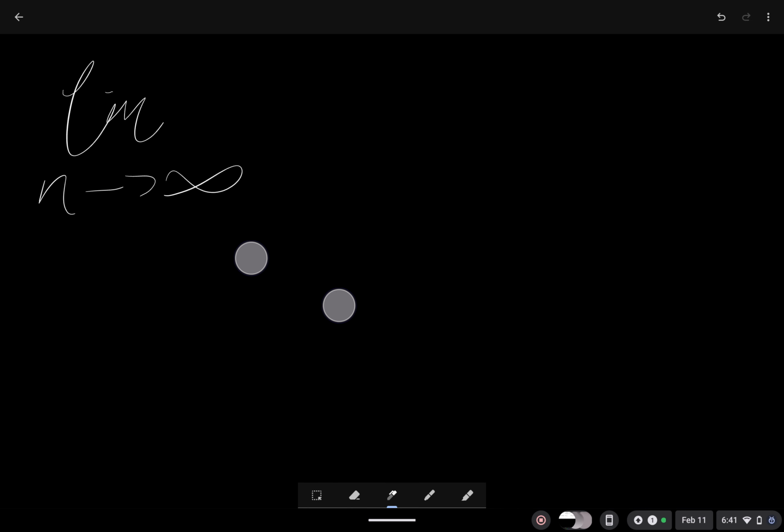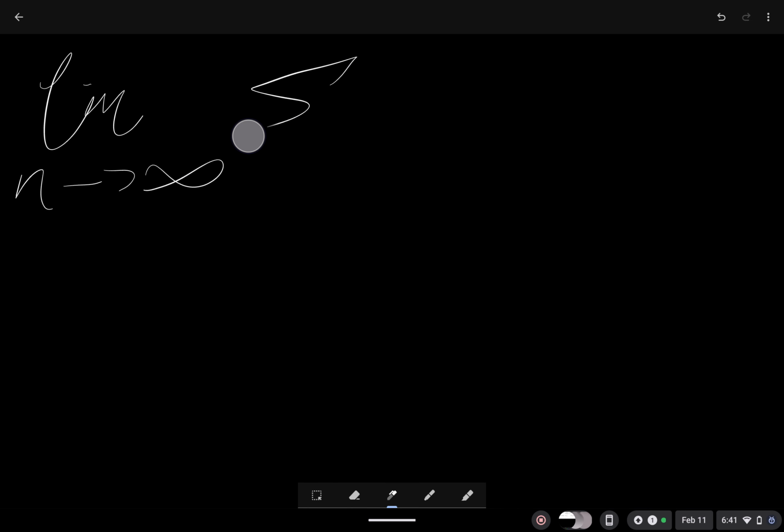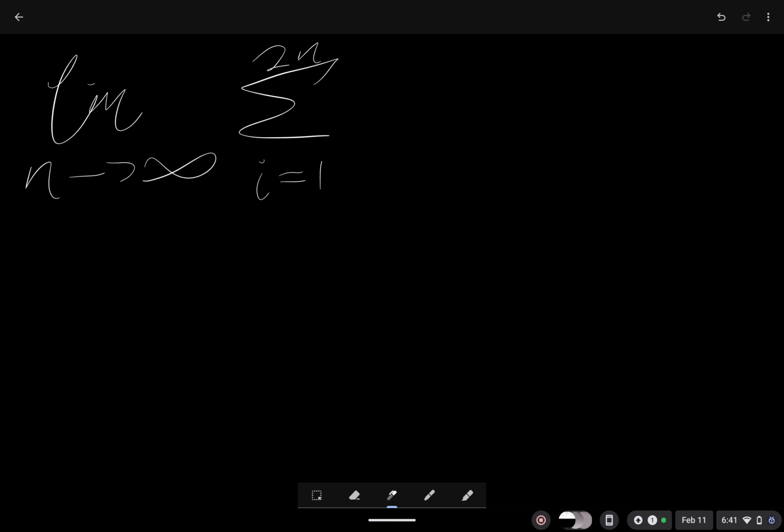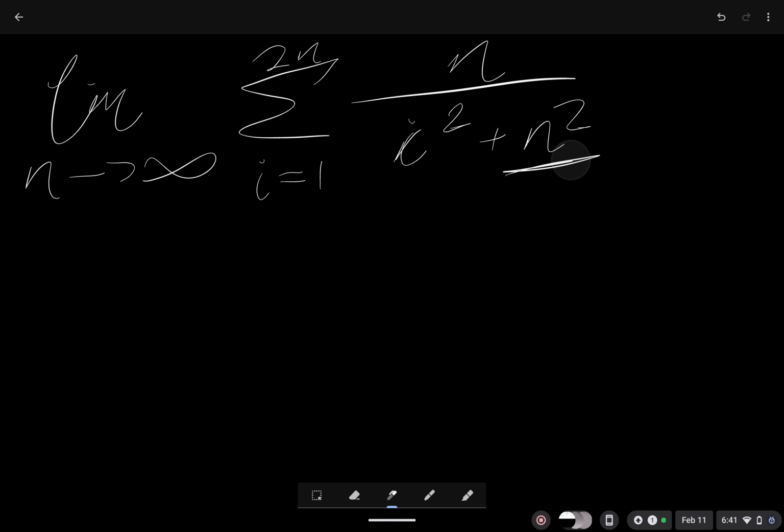So let's rewrite the question. We have the limit as n approaches infinity of the given summation. Now you may see a problem with this 2n, because typically we work with an index that is merely a variable and doesn't have a coefficient, but I will show a workaround. Then we have n over i squared plus n squared. What I'm first going to do is factor out this n squared from the denominator to get this into a format that is easier for us to work with. I'll show you why this works and what the significance of this is.